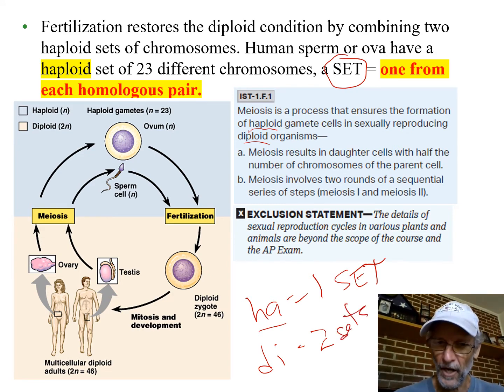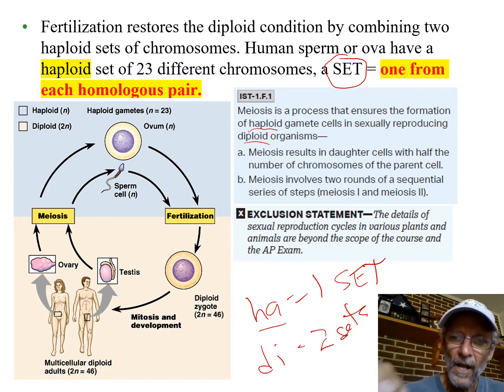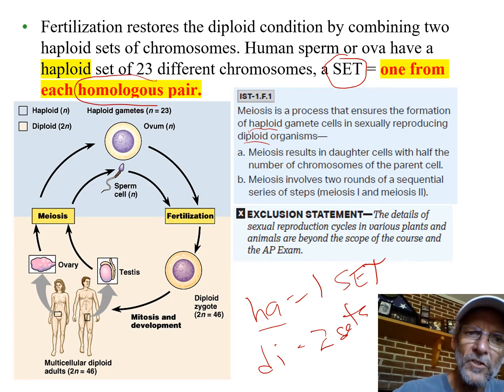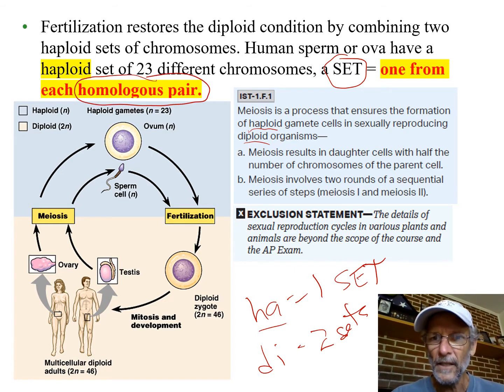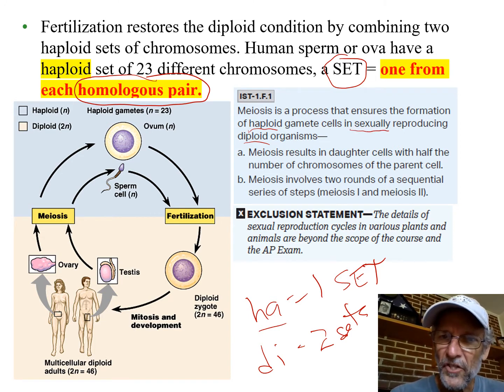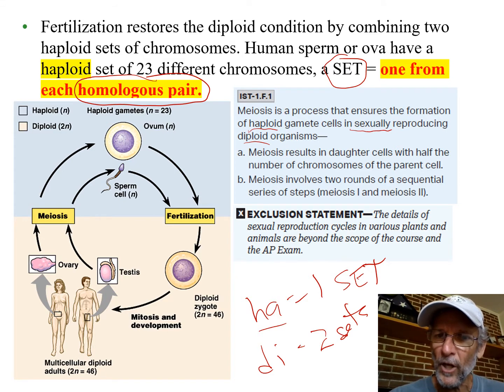there are two of each kind, right? And so we have that one of each kind idea. The pairs of similar ones are called homologous. That word's going to show up in a few different places, okay? This is part of sexual, not asexual reproduction. We're going to produce diploid organisms by putting together two haploid gametes.